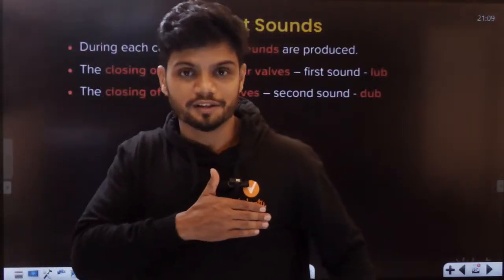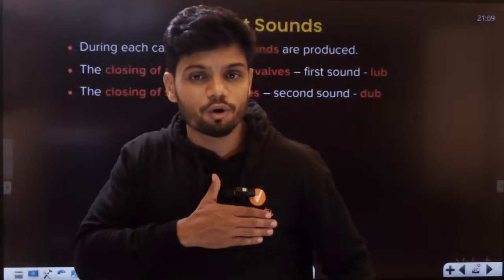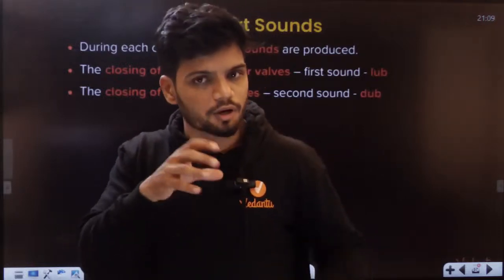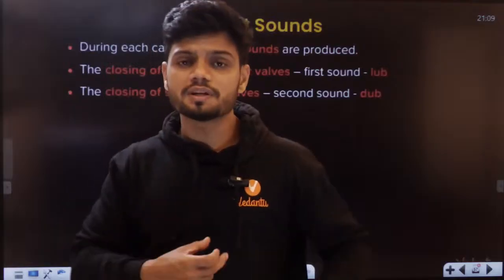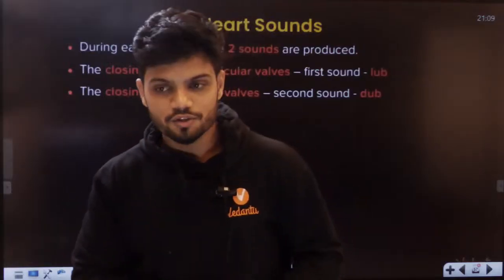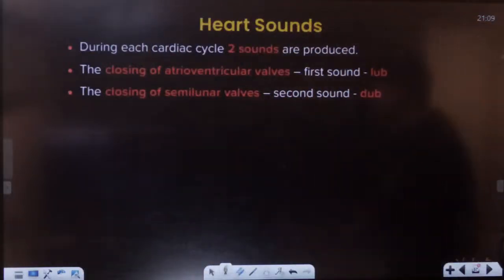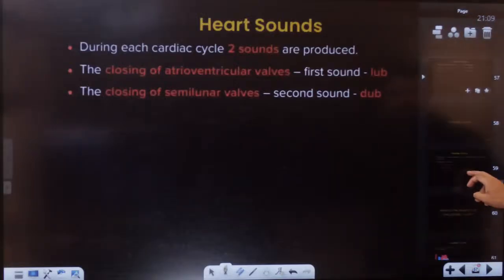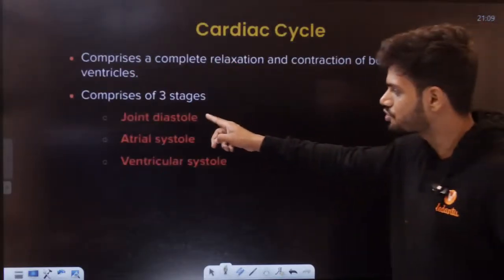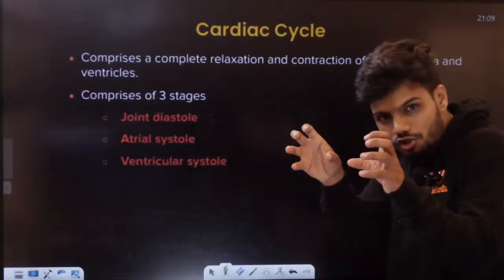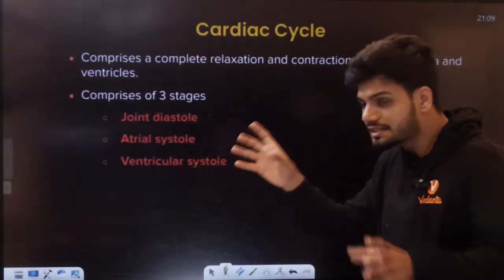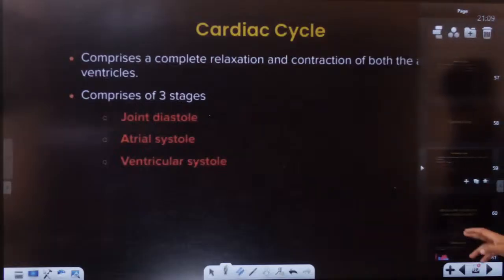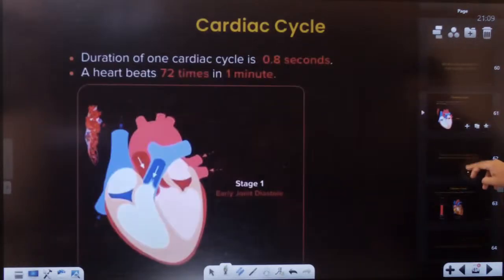First, the lub sound is because of the bicuspid and tricuspid valves closing. The second sound is because of the semilunar valves closing. So closing of valves is giving the sound here in the heart. Lub and dub. So we learned there is joint diastole, then atrial systole, then ventricle systole, and then again ventricle diastole is happening. That is the entire thing, students.